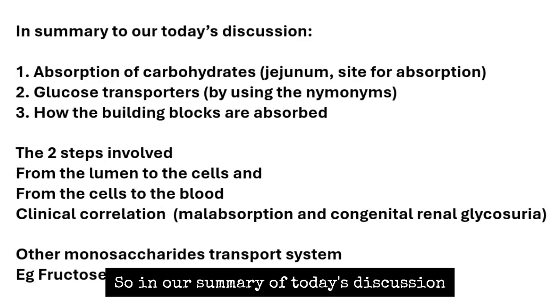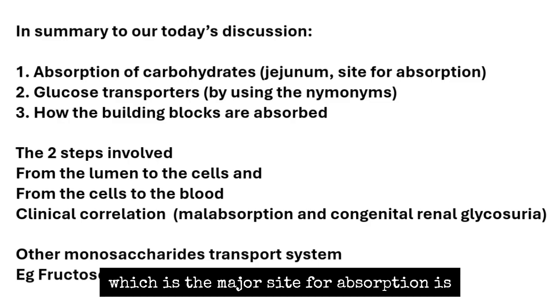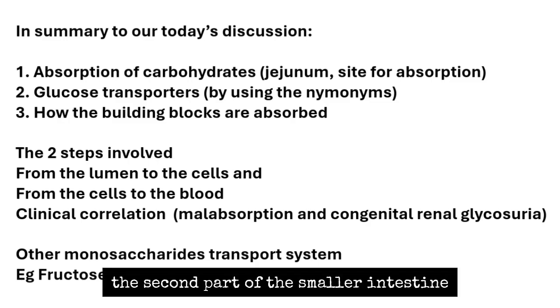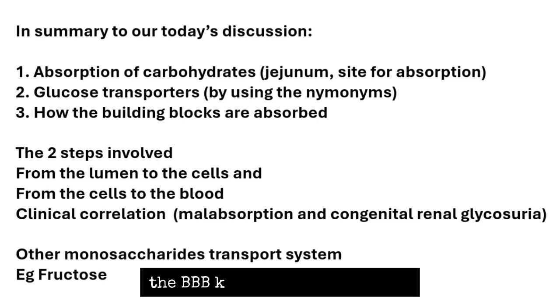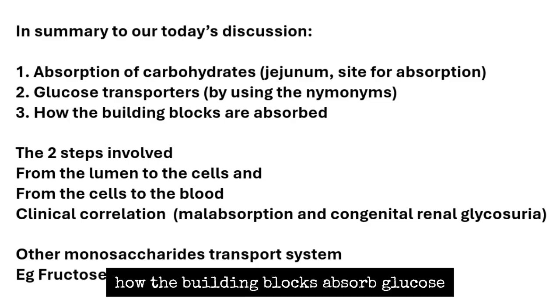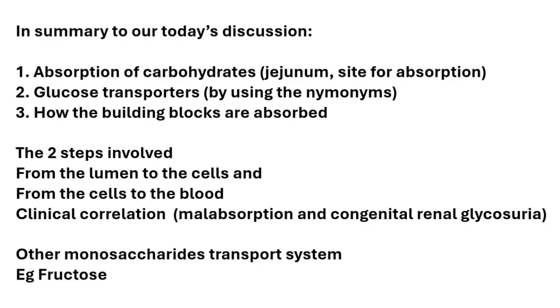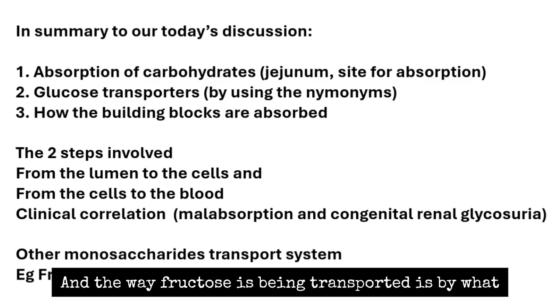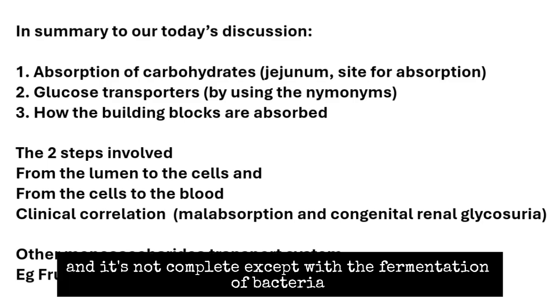And this type of transport system is very slow and it's not complete except with the fermentation of what? Bacteria. So in our summary of today's discussion, we talked about the absorption of carbohydrate, for which the major site is the jejunum, the second part of the small intestine. We also talked about the glucose transporters by using the mnemonic I made mention of. We also discussed how the building blocks are absorbed: glucose and galactose are carried by sodium-dependent glucose transporter 1 and glucose transporter 2. And the way fructose is transported is by what? The transporter GLUT5, and it's not complete except with the fermentation by bacteria.